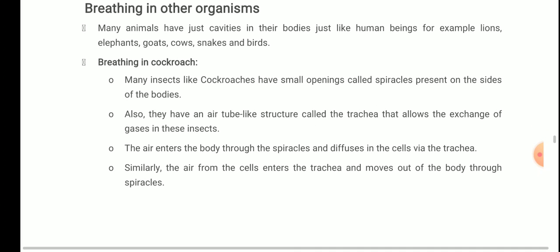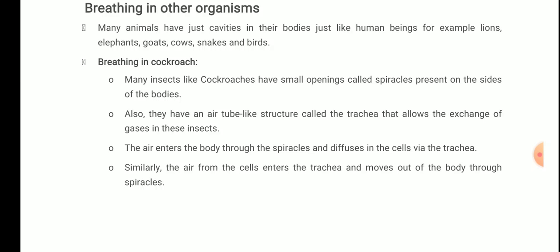Now the next topic is breathing in other organisms. Many animals have just cavities in their bodies just like human beings, for example lions, elephants, goats, cows, snakes and birds. The cavities mean where the air can be stored, for example lungs. So many animals just have cavities in their bodies like human beings.